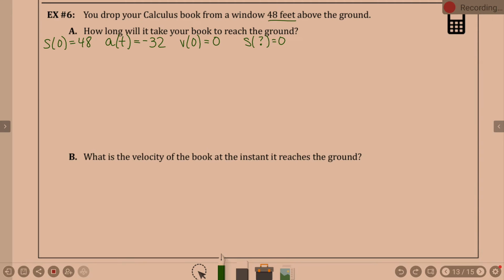What do we have to do first? Before we can get a position function, we have to get a velocity function. What do we know about velocity? It is the integral of acceleration. So that means it is the integral of negative 32 in this case. What is the integral of negative 32?